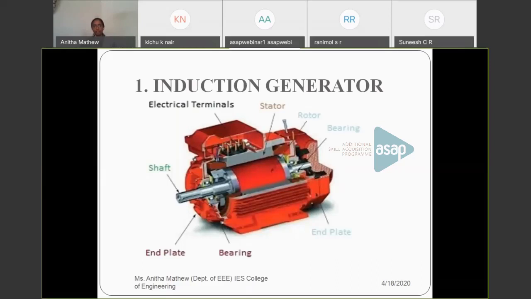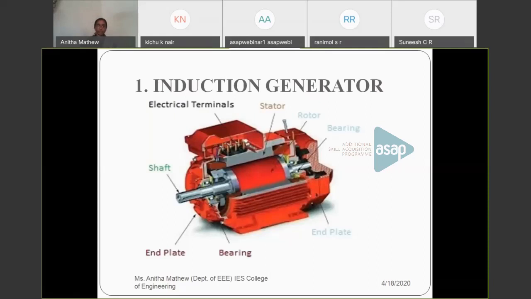We can see here the parts. There is a shaft. We are connecting a prime mover to the shaft, and this prime mover rotates the rotor to a speed above synchronous speed. That is, the stator is connected to the three-phase supply as in an induction motor, and the rotor is connected to a prime mover.